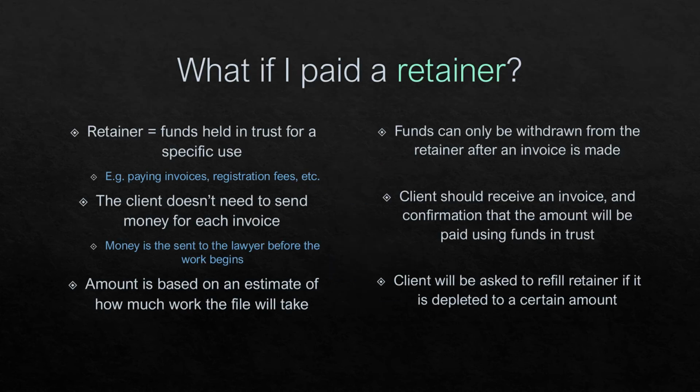So how does your bill get paid if you gave your lawyer a retainer? Giving a lawyer a retainer means you're providing them with a lump sum of money before the work starts, and this money will be held in trust, only to be used for expenses pertaining to your file. This can be invoices or disbursements like court filing fees. With a retainer, you don't need to send your lawyer money for each invoice. Any amounts billed are taken directly from the sum you provided at the start. The amount your lawyer asked for is based on how much work your lawyer thinks it will take to complete the file. Your retainer may be for the full amount, or for enough to get started, depending on your situation.